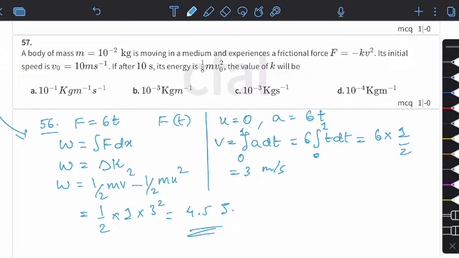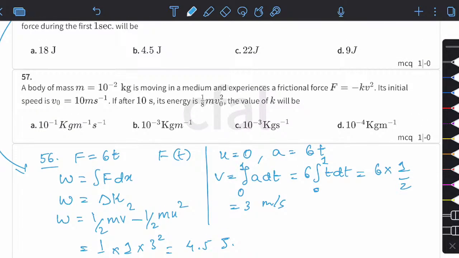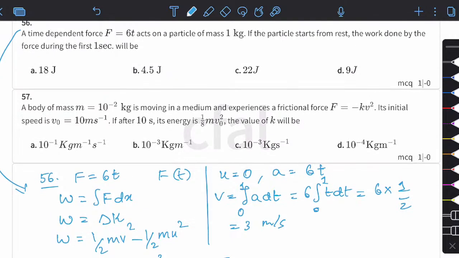I hope you follow. So when the force is given as a function of x, you integrate it directly. When the force is given as a function of t, you use the work energy theorem to solve it. All right. So let's look at the 57th one.